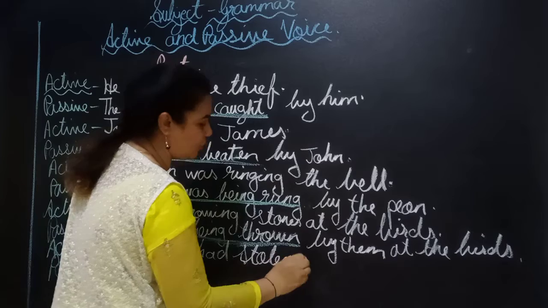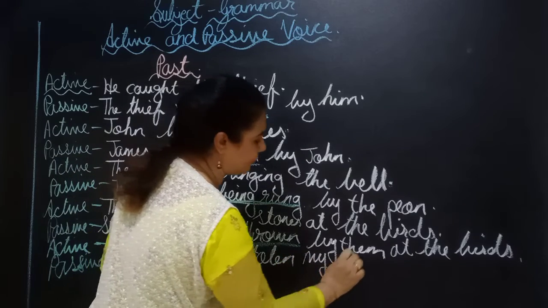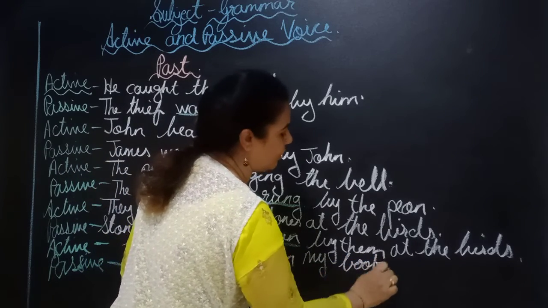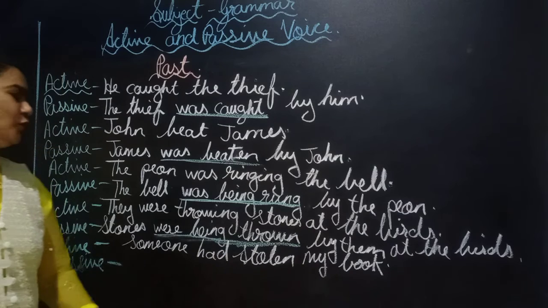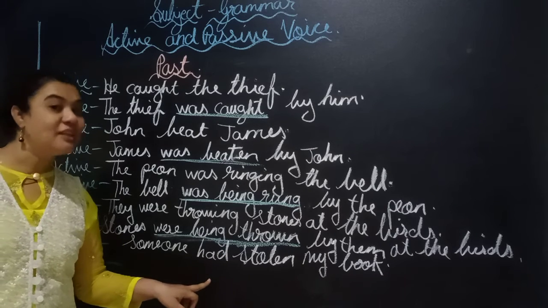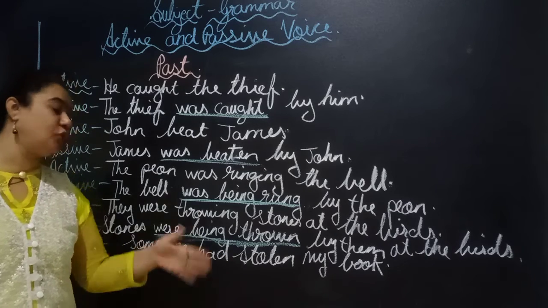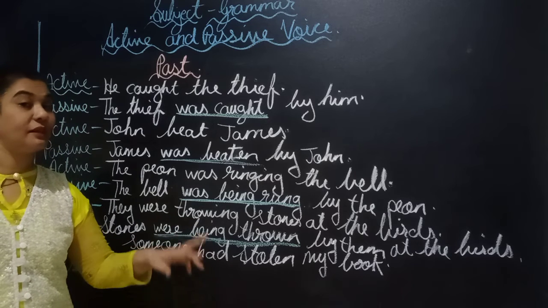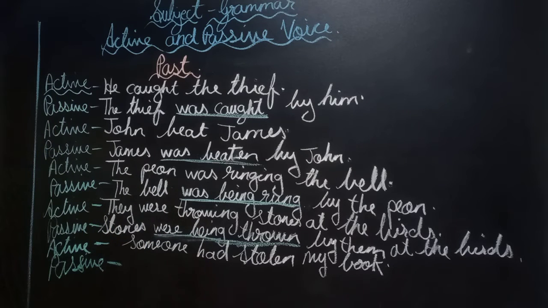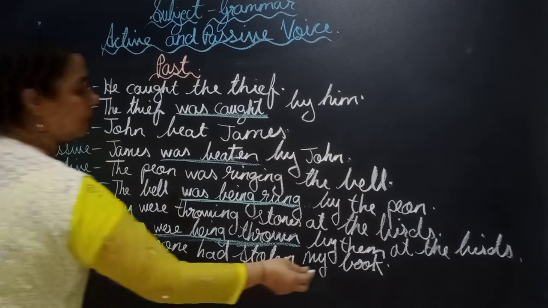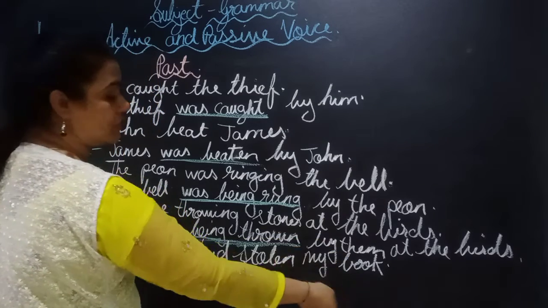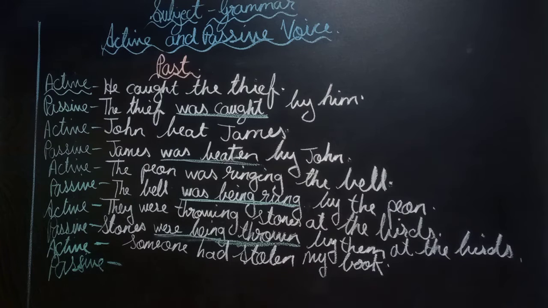Someone had stolen my book. Now you can see over here that "had stolen": had is used for past perfect, right? But when you want to make it passive, then you have to add "being" to it. Yes, you have to add a being to it. Now this "my book" is my object, so this will become my subject now. My book had been stolen.